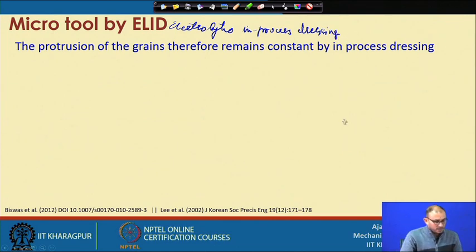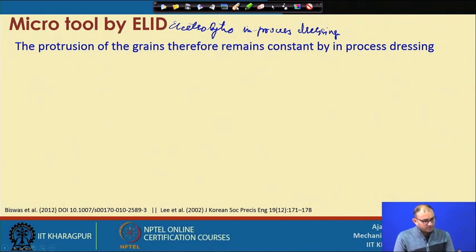Now, what is the objective of this particular process? The objective is that the protrusion of the grains should remain constant by the in process dressing. This is something like a grinding process only, but it has an in process dressing facility, because in the grinding operation, when wheel loading happens, or when the abrasive particles become dull, we do some type of dressing operation.